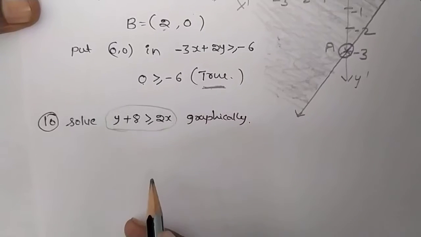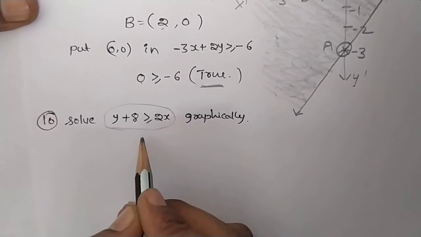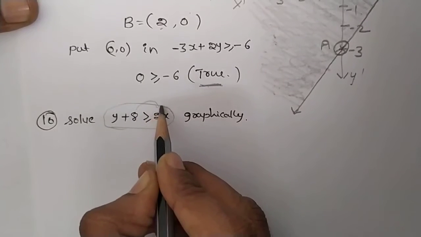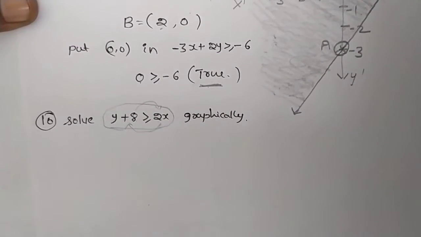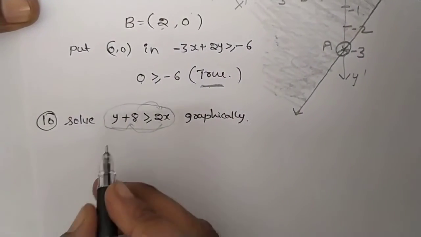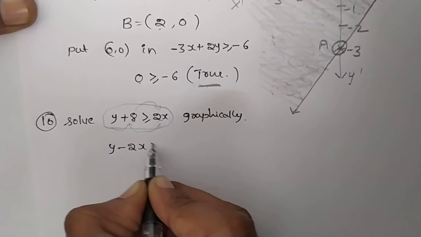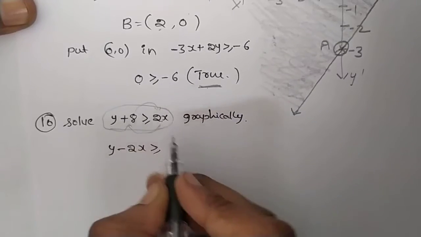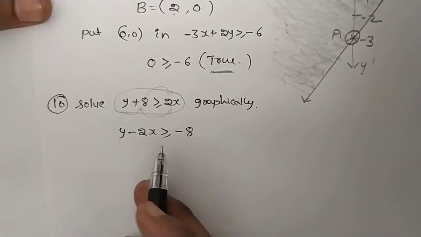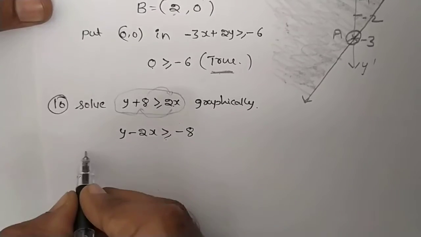For our convenience, I am going to rearrange this inequality in a proper way. How will it be? Send this 8 to the right, take this 2x to the left. If we take 2x to the left, that will be y minus 2x is greater than or equal to, if we send this 8 to the right, that will be minus 8. Understand? Okay, now whatever the inequality is given, we have to consider equal.